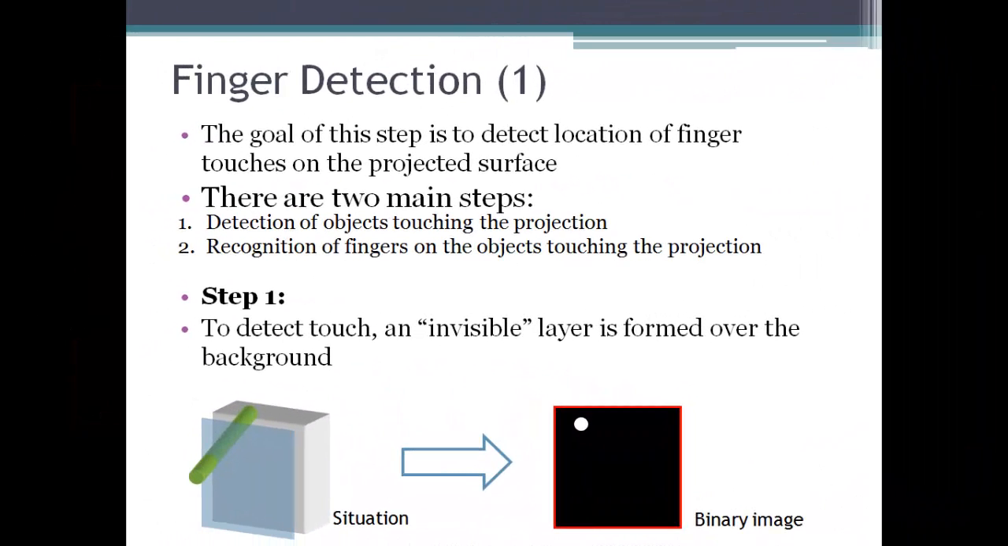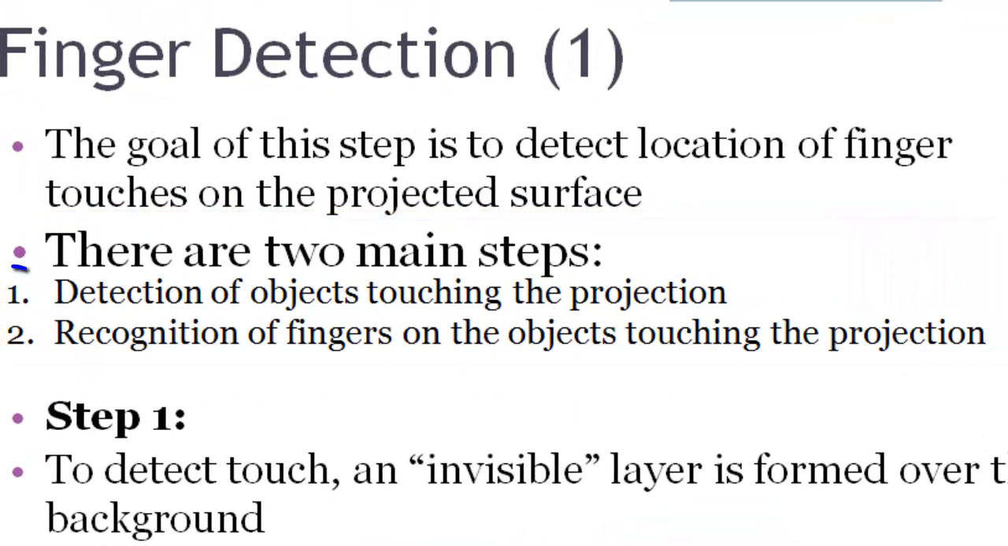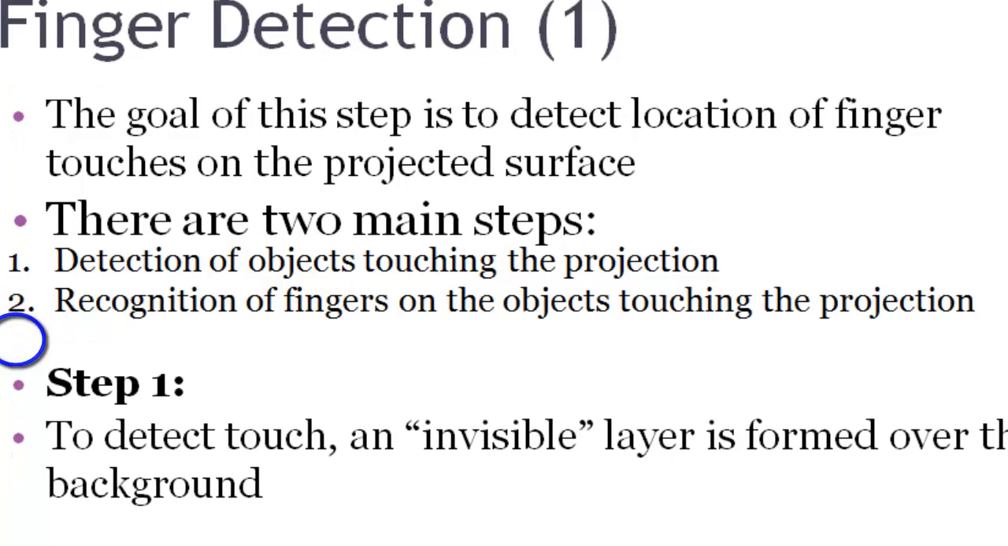The most important process of this methodology is the third process, which is the finger detection algorithm. The finger detection algorithm consists of 2 main substeps. The first substep is the detection of all objects touching the projection surface. The second substep is the recognition of fingers from the objects touching the projection surface.